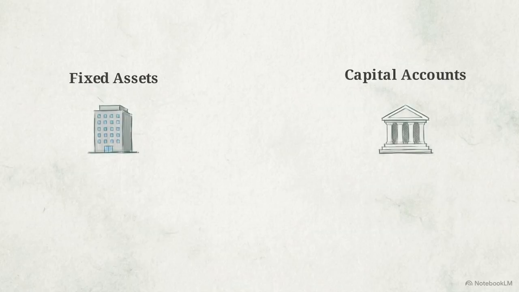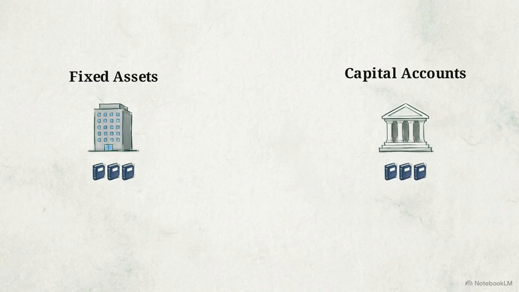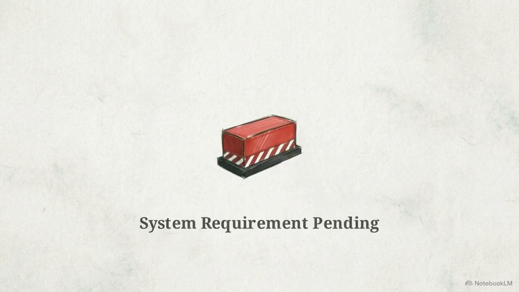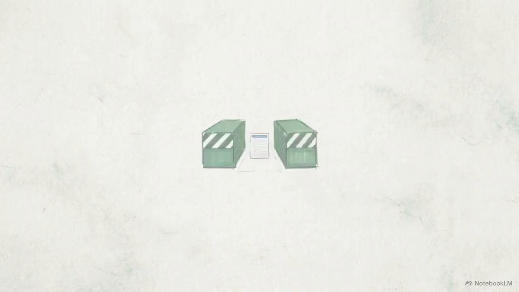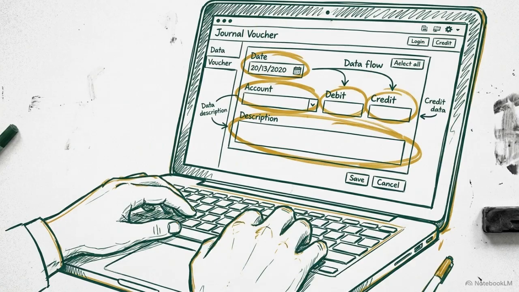All individual ledgers are accurately categorized into their respective master groups, like fixed assets and capital accounts. The requirement that initially prevented your journal entries has been satisfied. With the ledger architecture firmly in place, you can now begin executing live journal voucher entries.